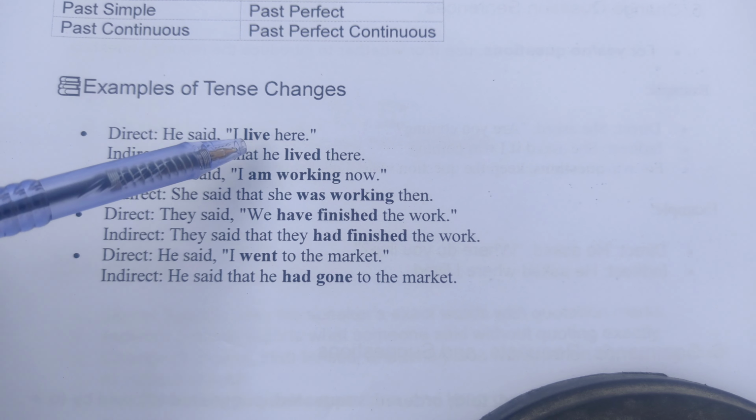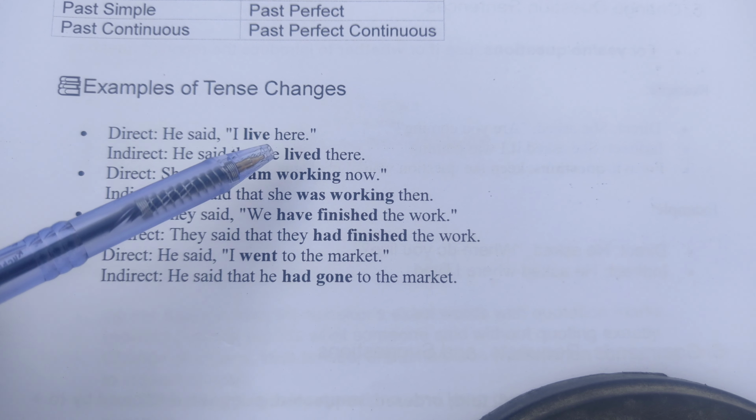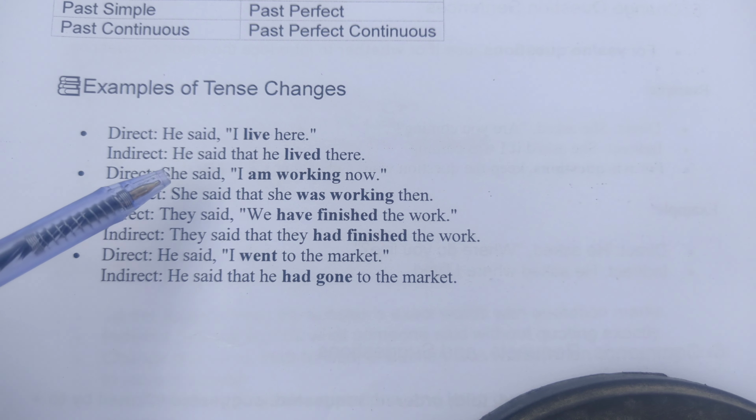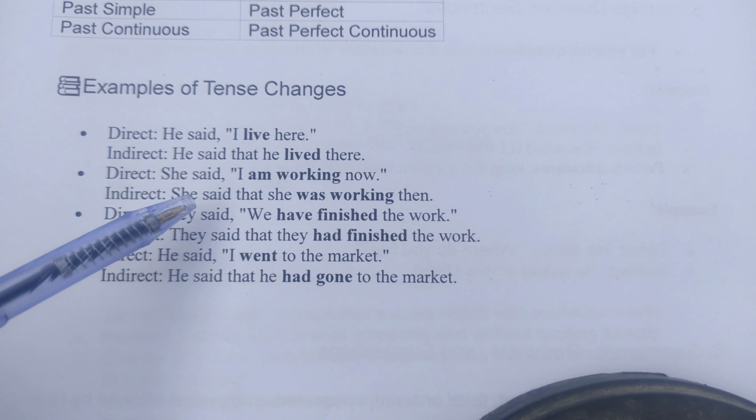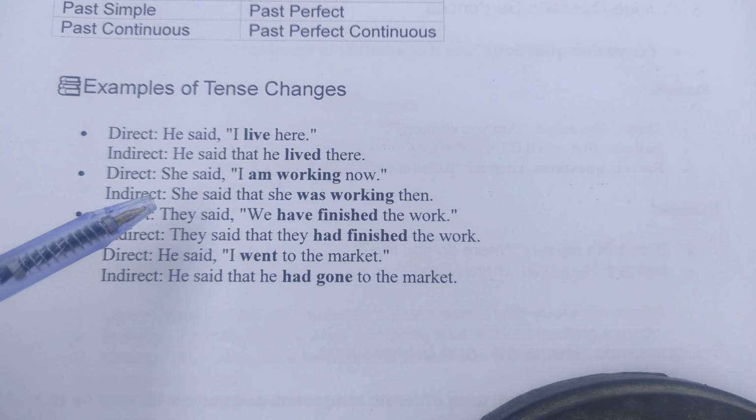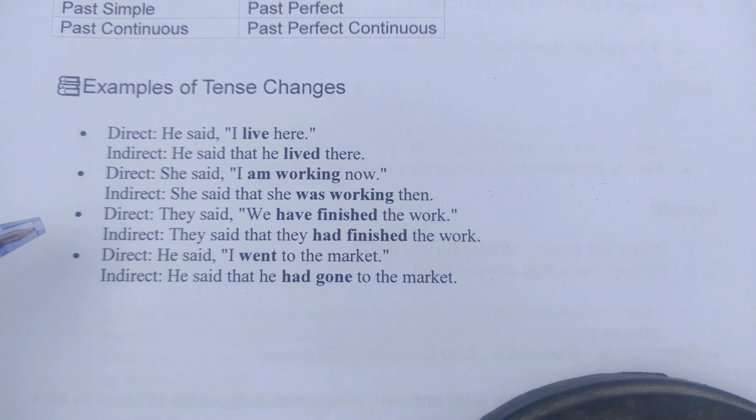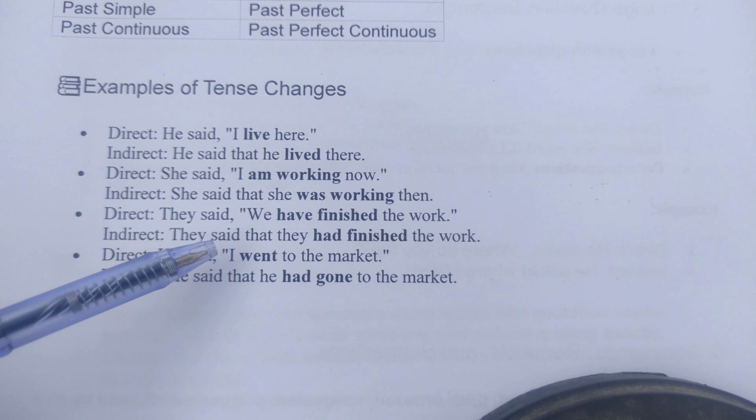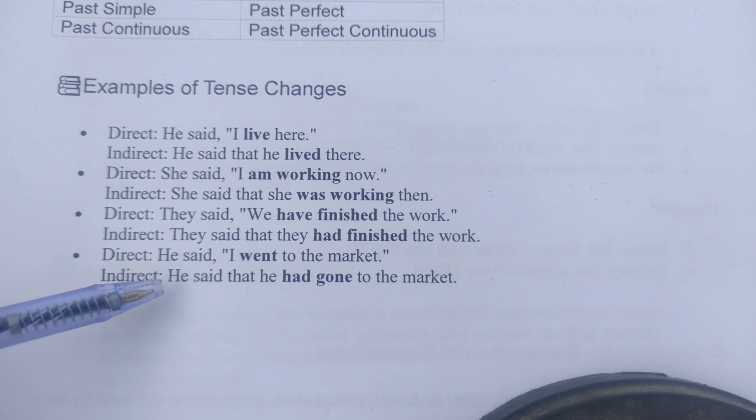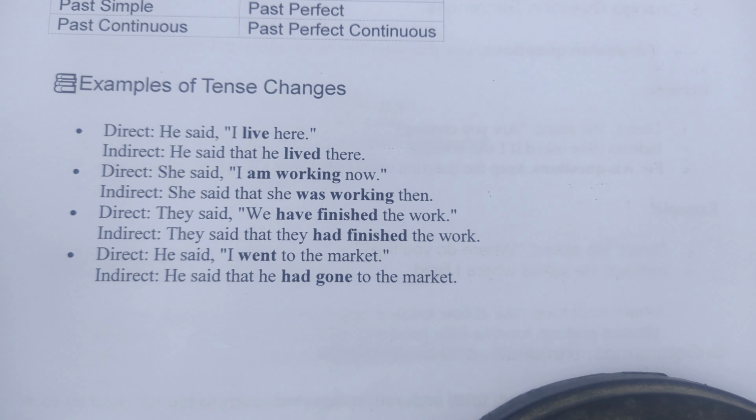Direct: He said, "I live here." Indirect: He said that he lived there. Direct: She said, "I am working now." Indirect: She said that she was working then. Direct: They said, "We have finished the work." Indirect: They said that they had finished the work. Direct: He said, "I went to the market." Indirect: He said that he had gone to the market.